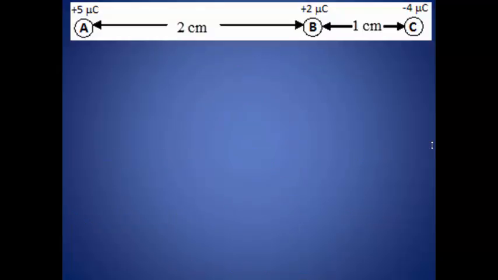Now, if we look at particle B, we can see that particle A is exerting a repelling force on it. According to Newton's third law, this force will be equal and opposite to the force that it exerted on A. The force of B acting on A was a positive 225 newtons. So the force of A acting on B will be 225 newtons to the right, or a negative 225 newtons.